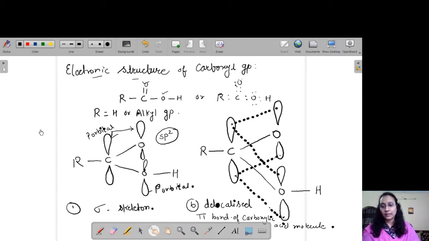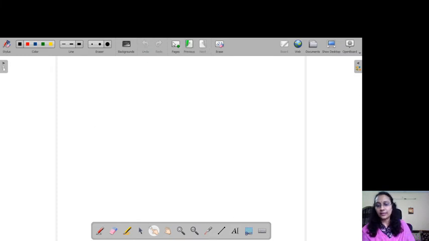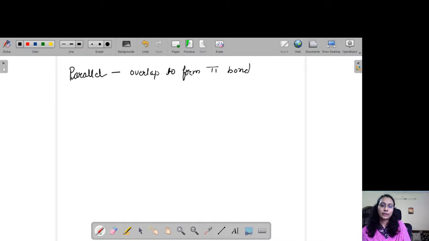They lie perpendicular to the sigma bonding skeleton. Here we can say that all these three p orbitals are parallel and overlap to form the pi bond. These pi bonds are partly delocalized between the carbon and the oxygen atom on one side and the carbon and oxygen atom of the hydroxy group on the other side.